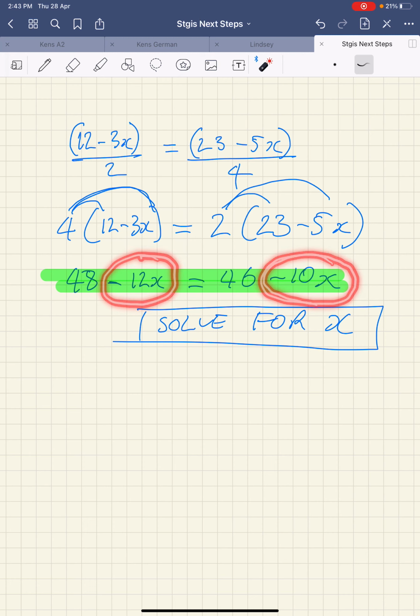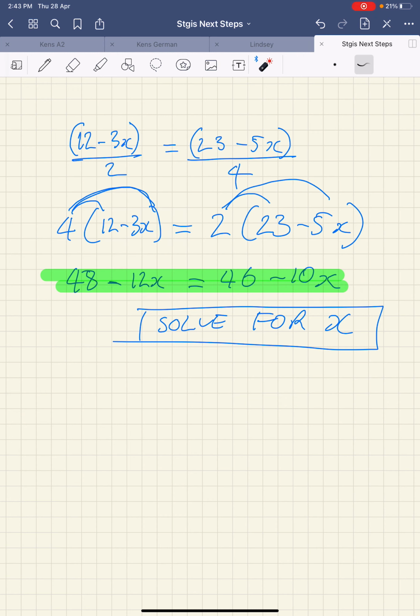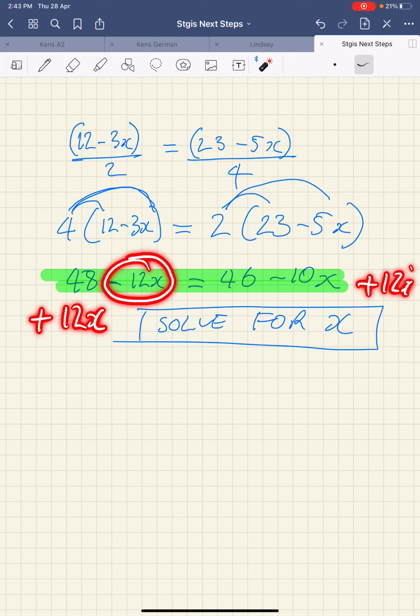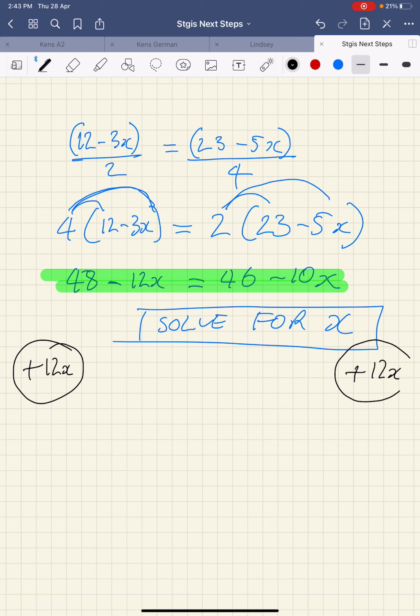Okay? Now, think about our number line. There's 0. Minus 10 is here, and minus 12 is here. We can see that minus 12 is lower. So we always say, which is the lower amount of x? Make it to 0. So I can think that I'm going to plus 12x to make this go back up to 0. But I also must add 12x here, plus 12x. So that is the first step we do. I'm going to plus 12x to all sides. I'll put it over here just so we can make it clearer.